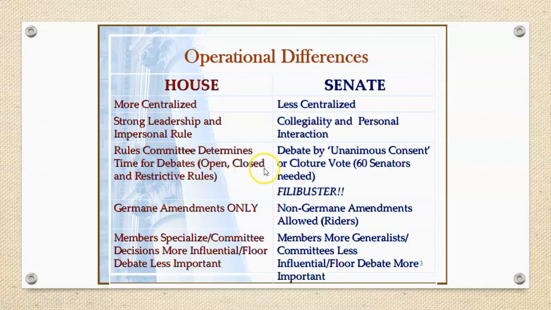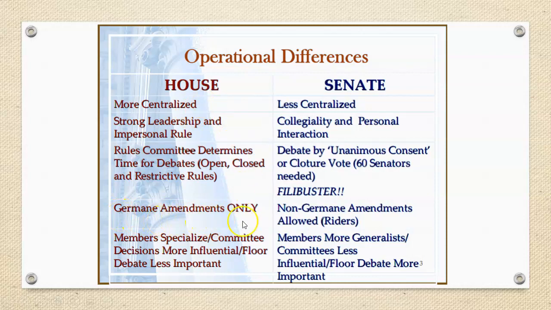Are they going to have an open debate, a closed debate? Are they going to have any kind of rules that are associated with not just a debate, but a bill? Can you add amendments to the bill, or does it go through the House as is? That's up to the Rules Committee, which, again, is led by the Speaker of the House of Representatives.